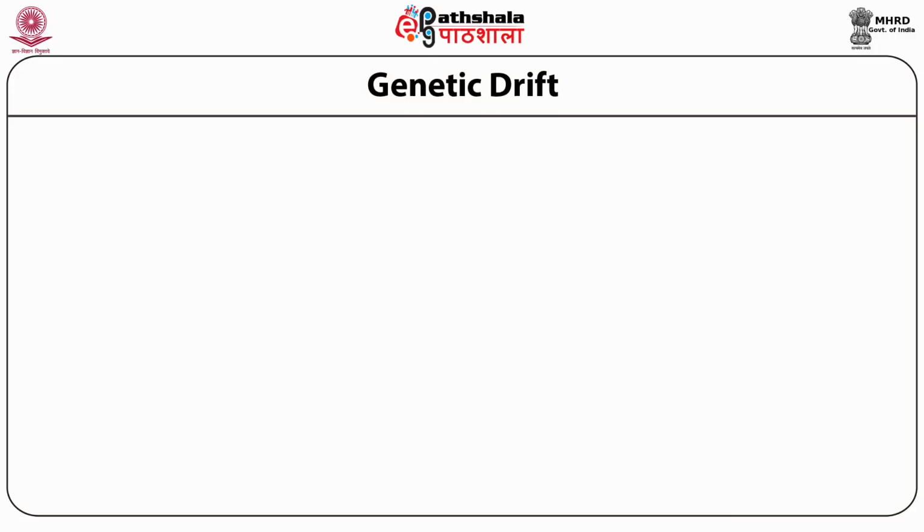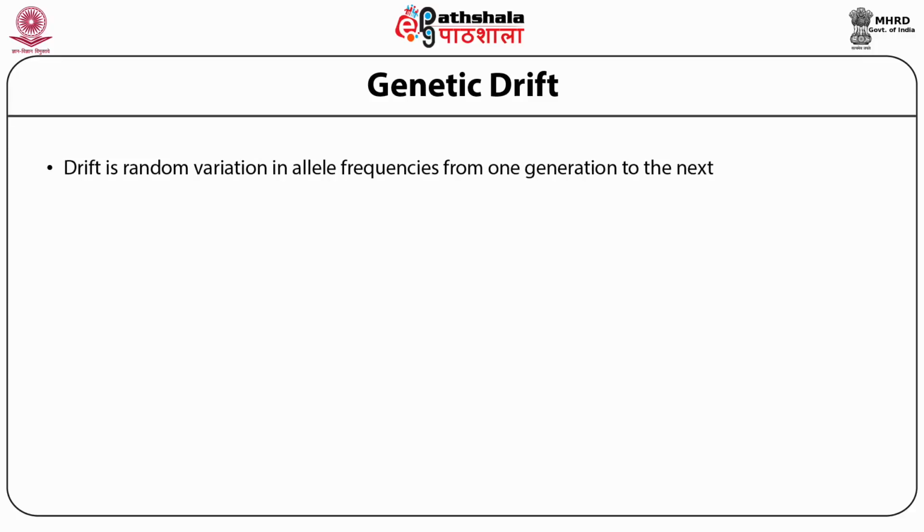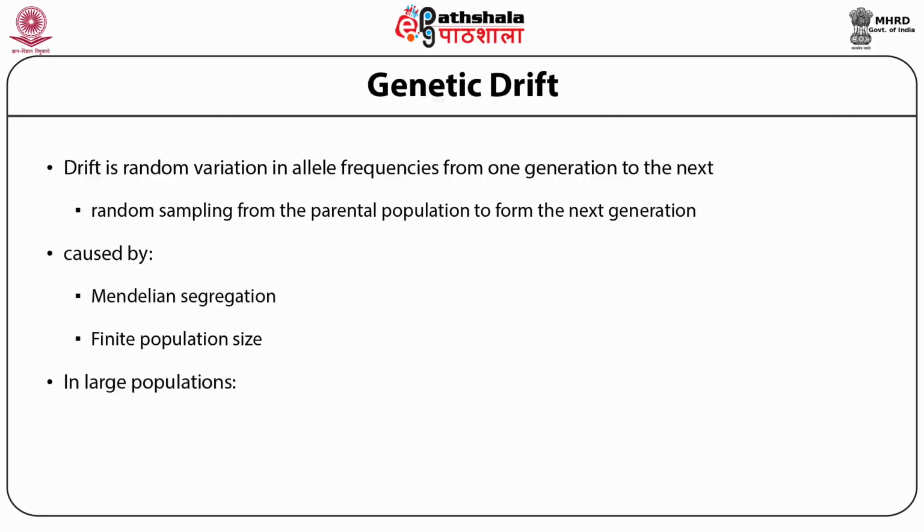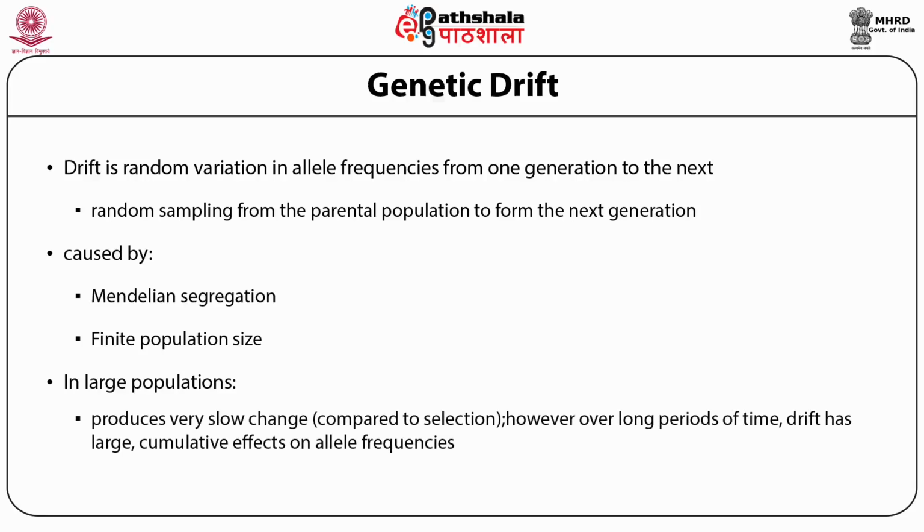When genetic drift occurs, as we have already discussed, drift is a random variation in allele frequency from one generation to the next. Random sampling from the parental population is required to form the next generation. It is caused by Mendelian segregation and finite population size. In a large population, it produces very slow changes compared to selection. However, over a long period of time, drift has a large cumulative effect on allele frequency. In a small, isolated population it produces rapid changes.